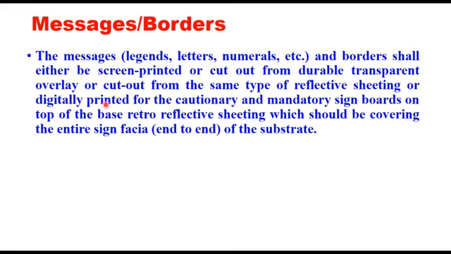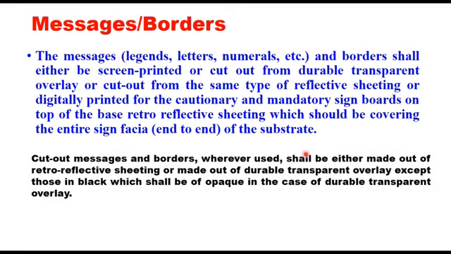Next is messages or borders. The messages like legends, letters, numerals and borders shall either be screen printed or cut out from durable transparent overlay or cut out from the same type of reflective sheeting, or may be digitally printed for the cautionary and mandatory signboards on the top of the base retroreflective sheeting, which should be covering the entire sign, that is end to end of the substrate. Cutout messages and borders wherever used shall be either made out of retroreflective sheeting or made out of durable transparent overlay, except those in black, which shall be opaque in the case of durable transparent overlays.